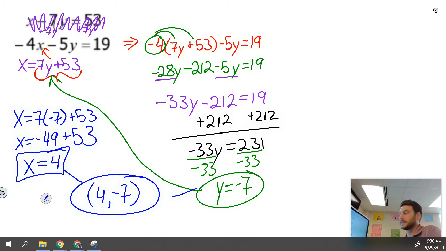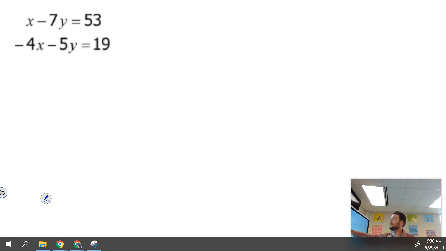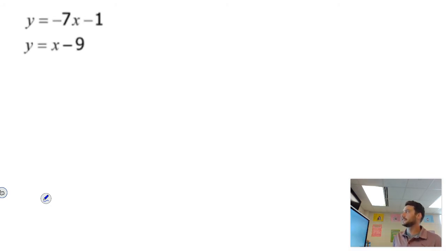There are two other things that can happen, one of which is actually the easiest type. It looks like this. It says y equals negative 7x minus 1, and y equals x minus 9. So those two things are both equal to y, right? Well, the good news is, if we're using substitution, we need to isolate a variable. y is isolated for actually both of these. But let's just use this one.